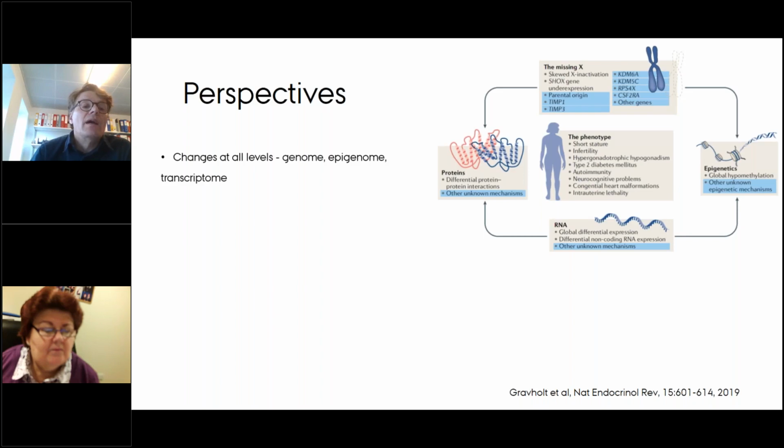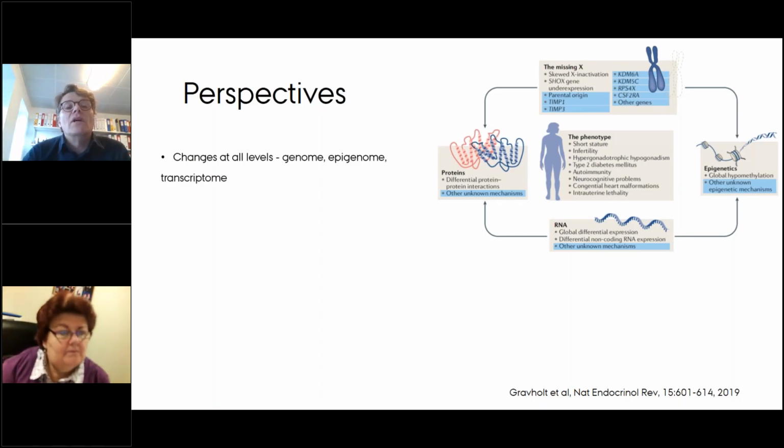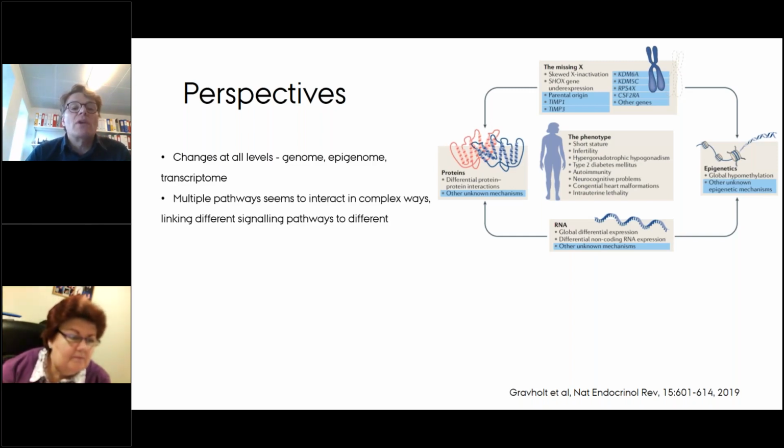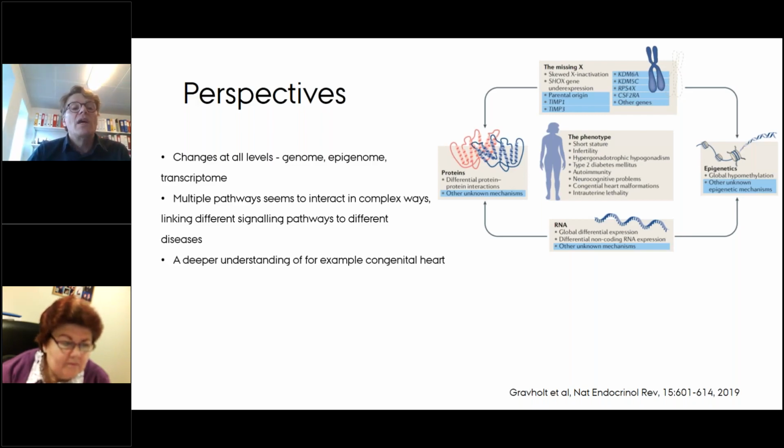So we can now say that there are changes at all levels of the genome, the epigenome, and the transcriptome, and that multiple pathways seem to interact in complex ways, linking different signaling pathways to different diseases that we see with increased frequency in Turner syndrome. And we think that a deeper understanding of, for example, congenital heart disease, malformations in Turner syndrome could lead to new treatments.